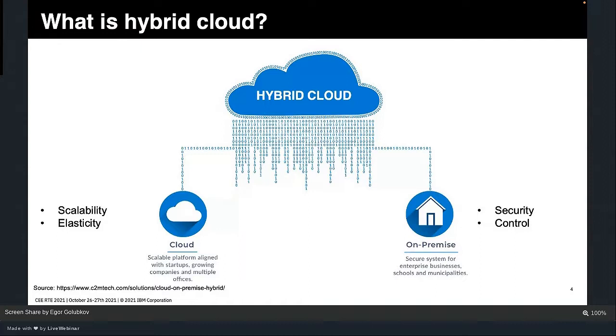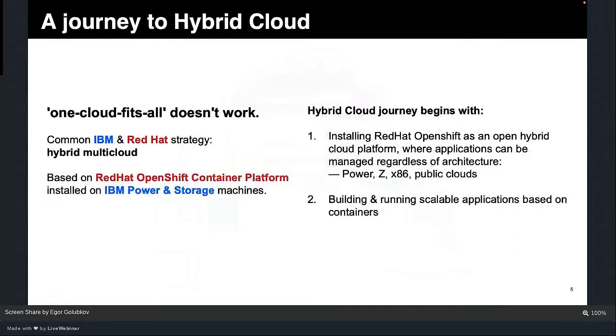So today, if we are talking about OpenShift, then we should say that today there is no such approach as one cloud fits all. It means that today companies have a lot of requirements towards business, towards scalability, towards power and performance, and there is no one cloud provider that will fulfill all the requirements.